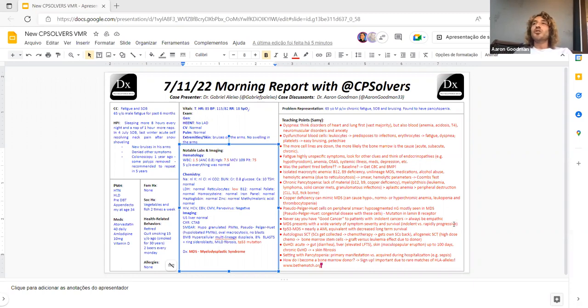Also, the risk of central nervous system dissemination for myeloid leukemias is very low, unlike acute lymphoblastic leukemia, where it's present in 5 to 10% of patients at diagnosis. And if you don't treat the CNS, there are lots of relapses there. It's very unusual in myeloid leukemias, although possible, much more unusual.